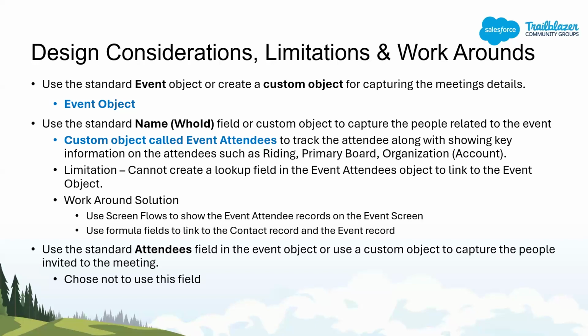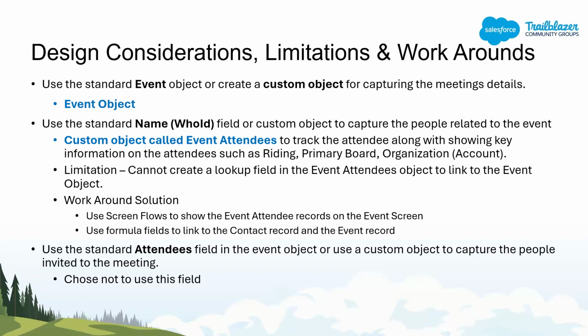To get around that limitation, I use a screen flow to show the event attendees on the event screen. And then I use some formula fields to link from the event attendee records. I created a formula field so that I could link back to the contact record for the members, and a second formula to link to the event record itself.